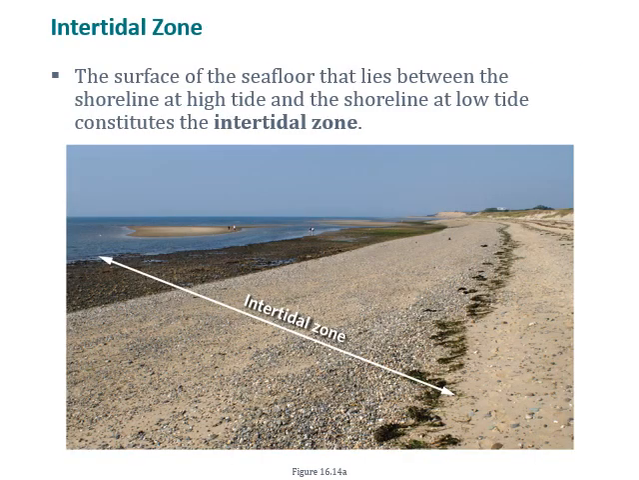The intertidal zone is the surface of the seafloor that lies between the shoreline at high tide and the shoreline at low tide. This is the horizontal distance that the tide rises and falls.